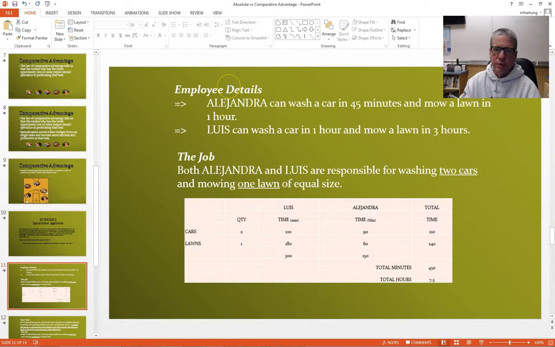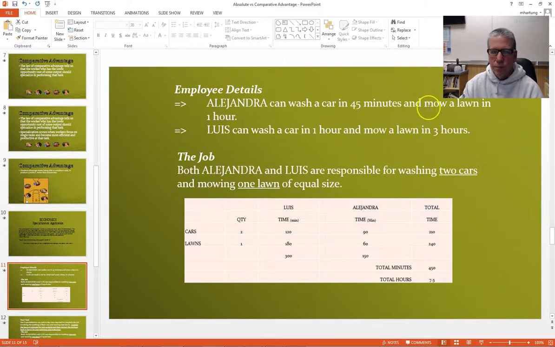So here's some details. Alejandra can wash 1 car in 45 minutes and mow 1 lawn in 1 hour. Luis can wash a car in 1 hour and mow a lawn in 3 hours. So 45 minutes for a car for Alejandra, 60 minutes for Luis. So Alejandra is better by 15 minutes.